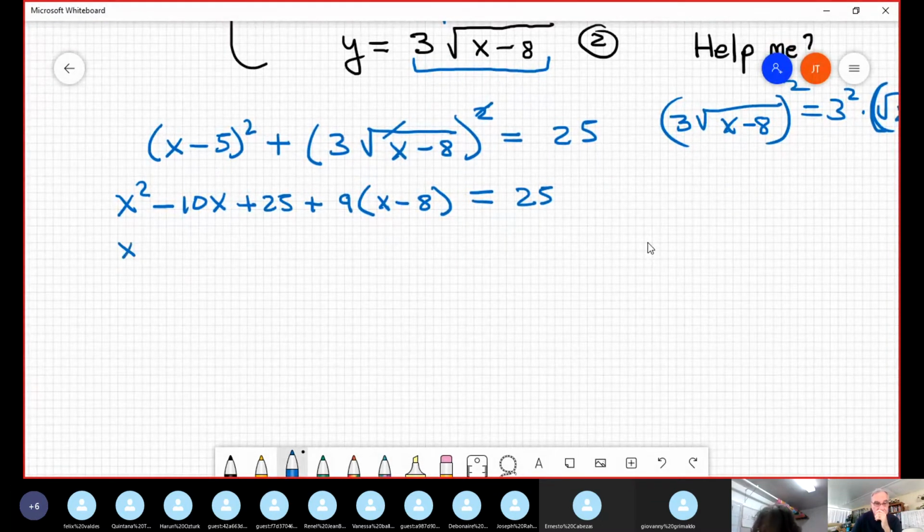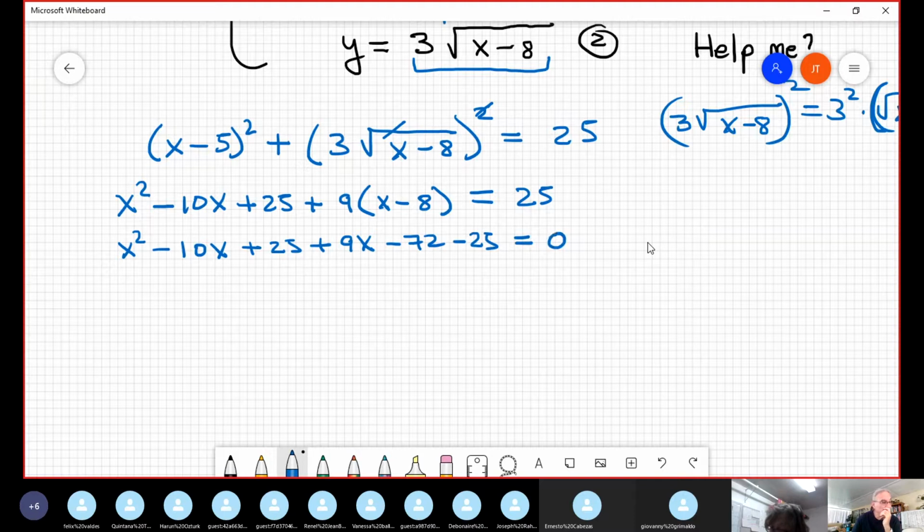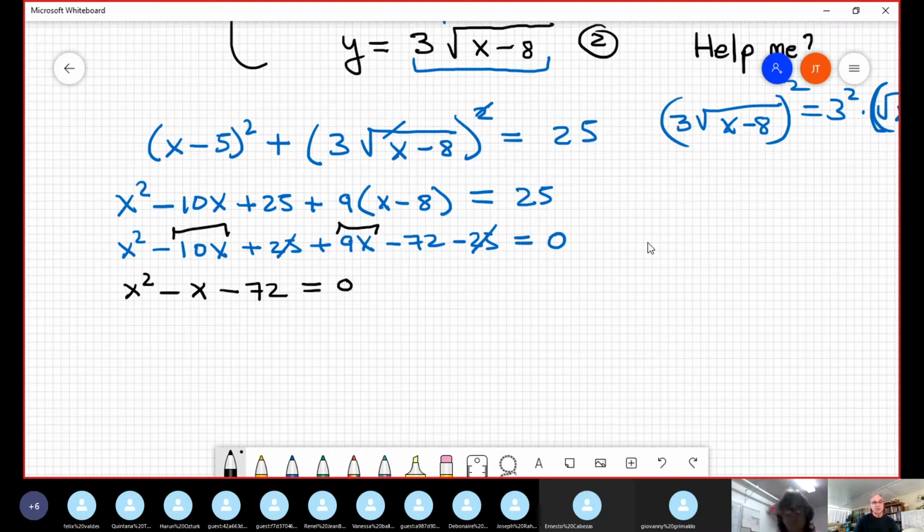Okay. Entonces es x squared minus 10x plus 25 plus 9x minus 72 minus 25 equal to 0. Because this looks like a quadratic equation, no? Oh, I like that. 25 negative and 25 positive is cancelled. We combine like terms, for example minus 10 and positive 9 and negative 1, and we stay with 72 only. Equal to 0. This is my easy quadratic equation.